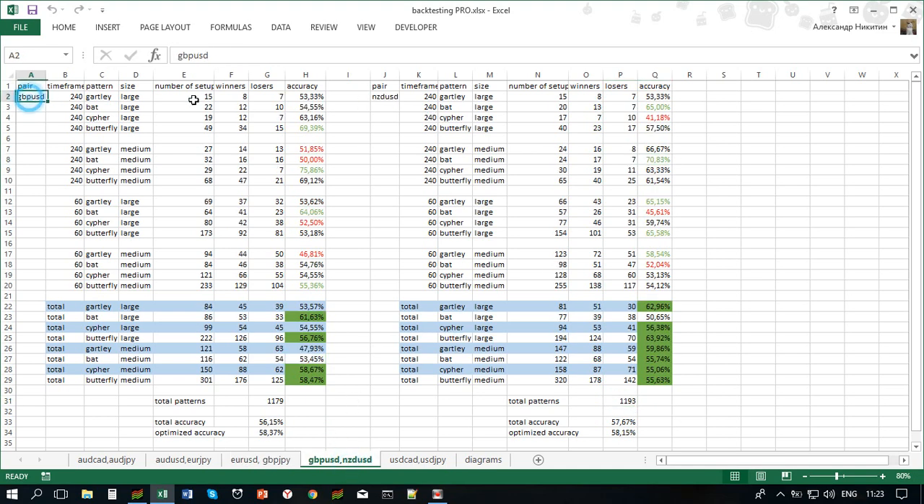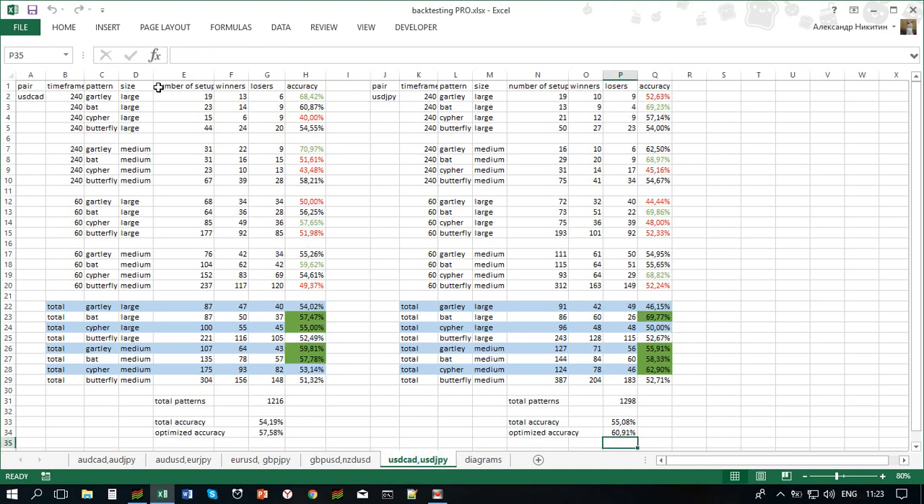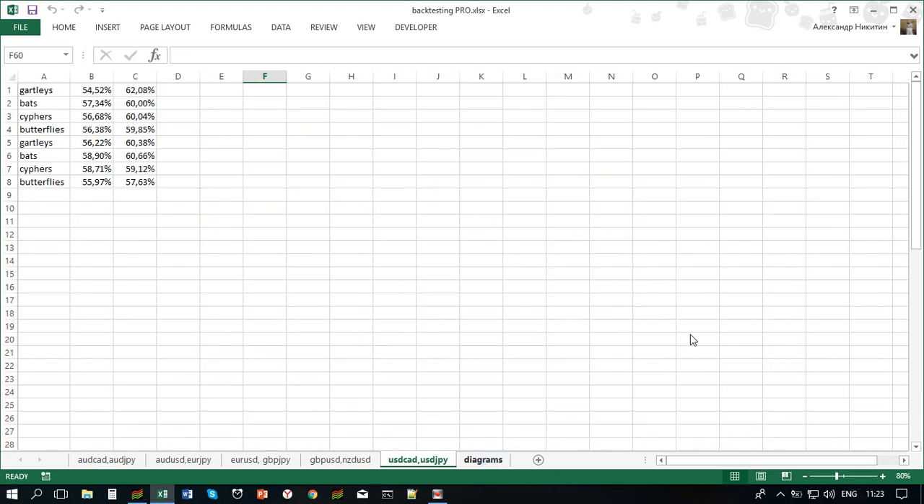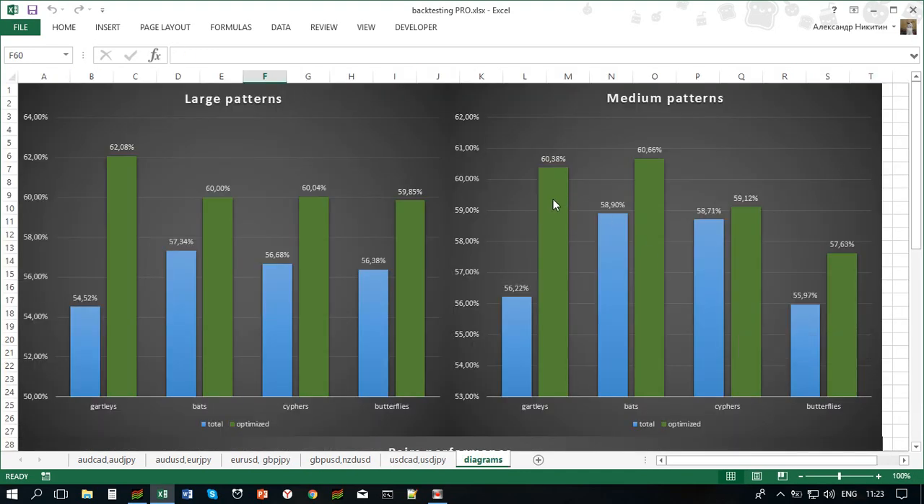Pound yen, pound dollar, New Zealand dollar, dollar Canadian, dollar yen. You can see the performance. Let's go to diagrams. So the diagrams.